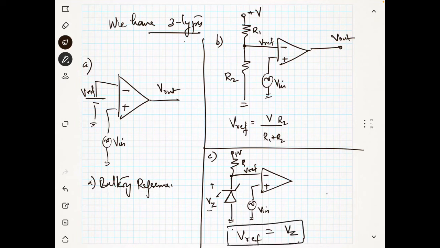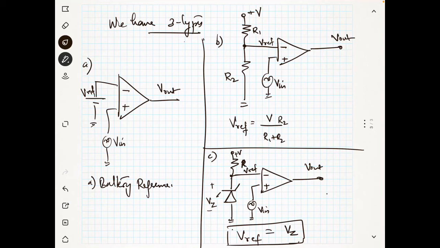So if you are using a Zener diode, that will be very good anyway. If you want some 5 volt as the reference, you can buy a 5 volt Zener diode and put it there like that. Okay, why are you using a resistance R here? Because to limit the current through the Zener diode, otherwise the Zener diode will be damaged.